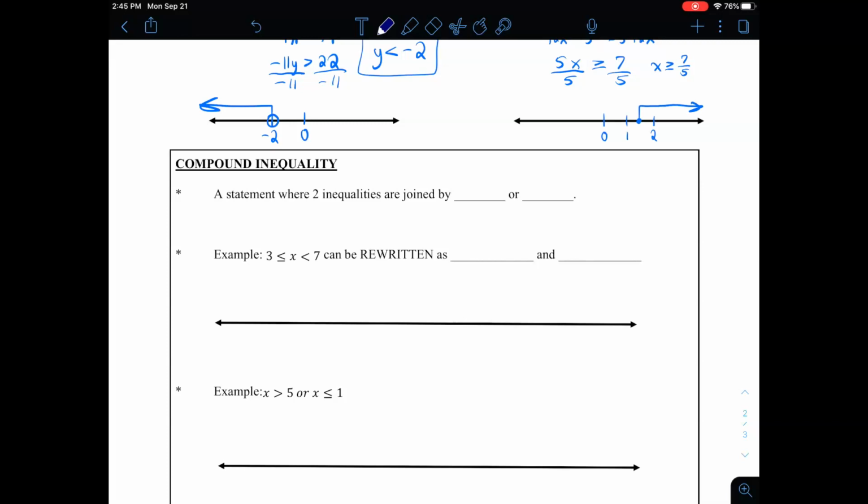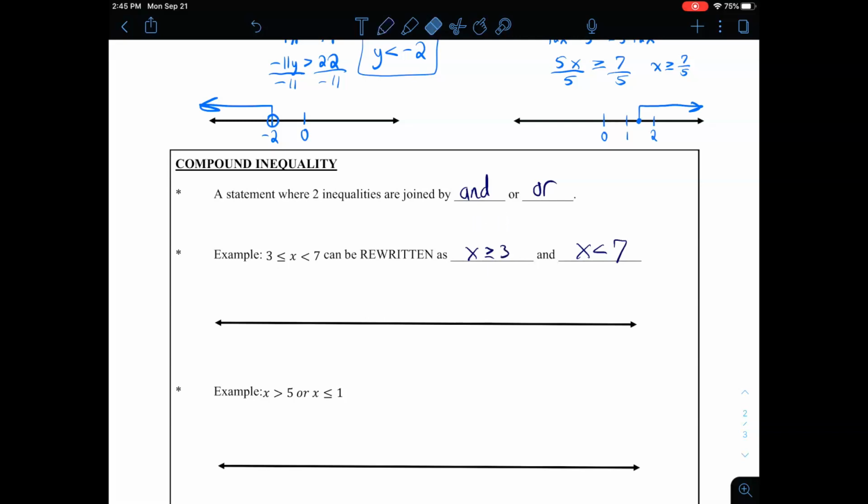A compound inequality is a statement where two inequalities are joined by "and" or "or." As an example, 3 is less than or equal to x, which is less than 7, can be rewritten as two inequalities. Let's break this up. I know I'm going to have x is less than 7. The other one would be 3 is less than or equal to x, which with x on the left-hand side is x is greater than or equal to 3.